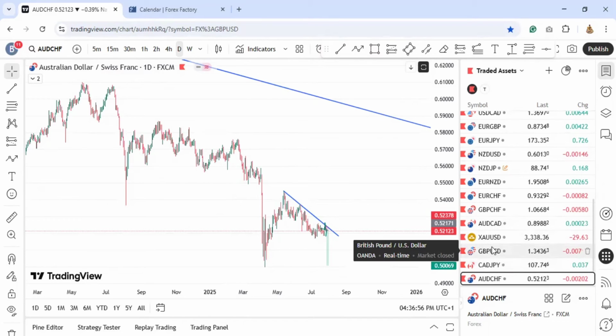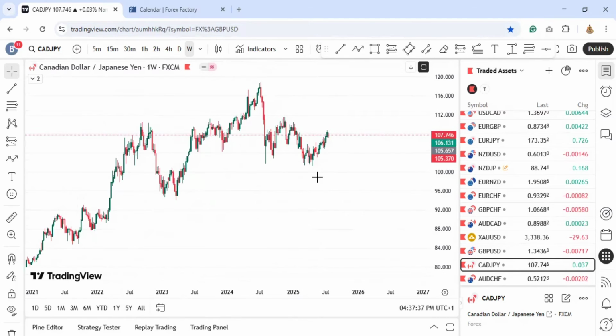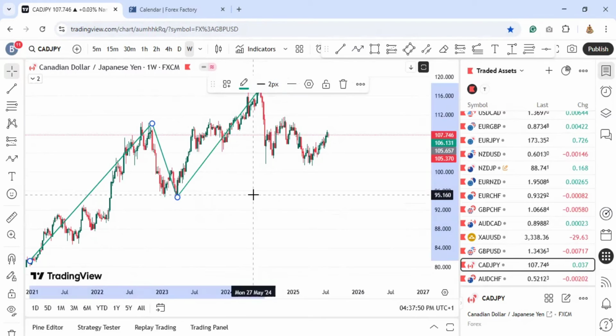I will go over to other pairs. So we now have other pairs. This is the weekly time frame for CAD JPY. This is CAD JPY. And even on the weekly time frame, on the major structure, we have an uptrend.